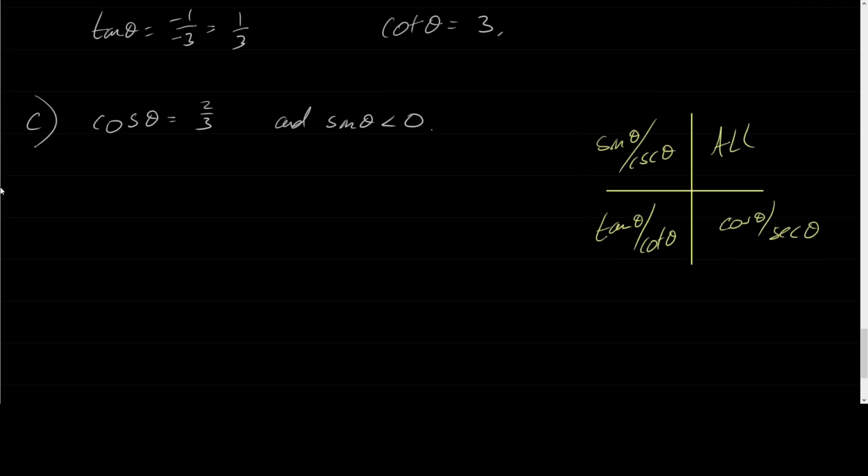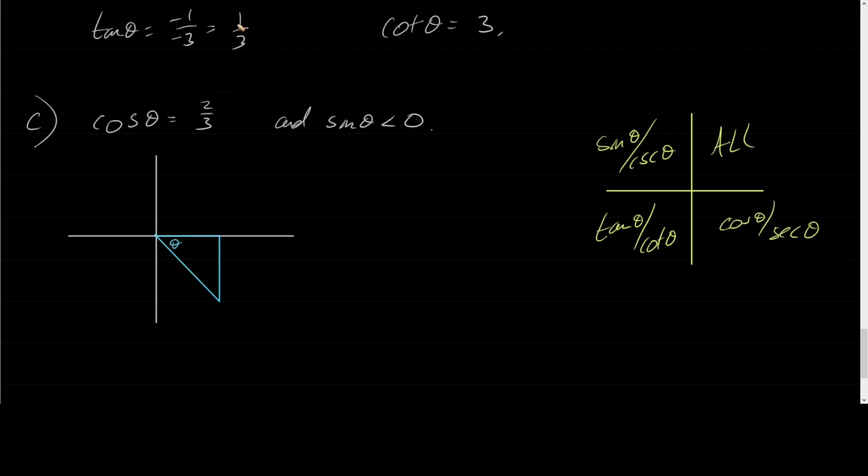So in here, we want cosine to be positive. Well, since cosine is positive, we're either working in the first quadrant or the fourth quadrant. But since sine is negative, we cannot be working in the first quadrant. We must be in the fourth quadrant. So let's go ahead and draw our triangle in the fourth quadrant. Let's draw this triangle, where this angle right here is theta.